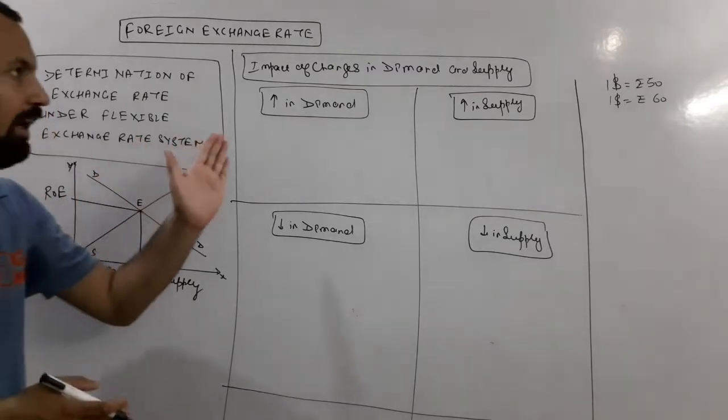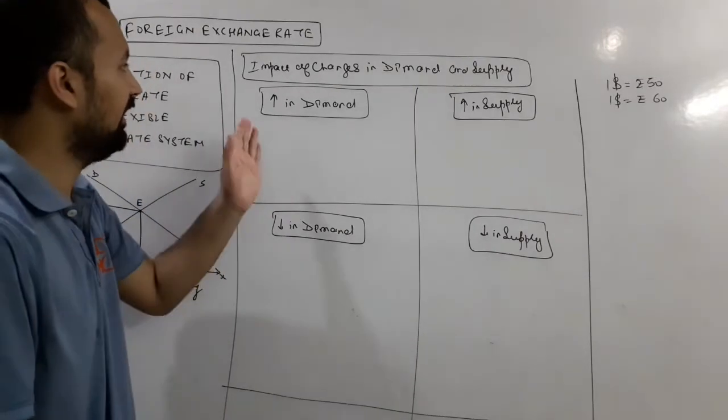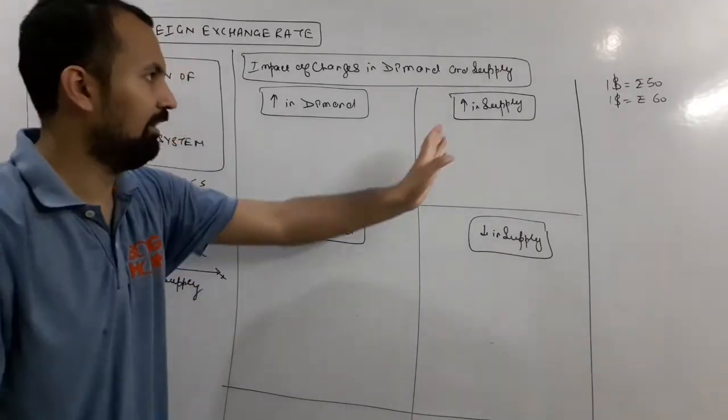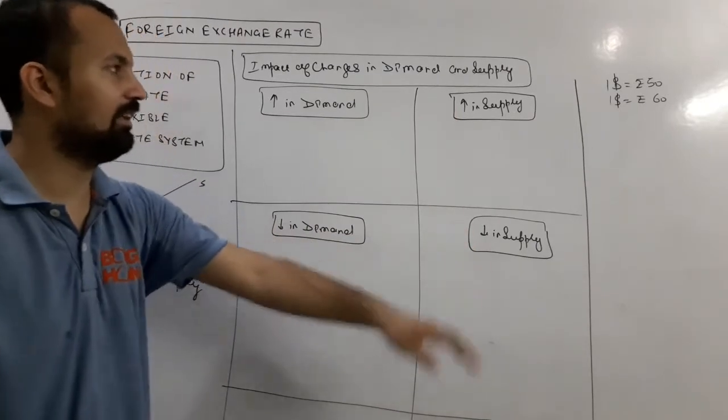So here come the four headings of the four situations. One is increase in demand, one is decrease in demand, one is increase in supply, and one is decrease in supply.